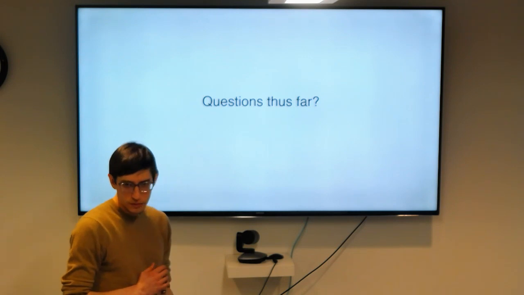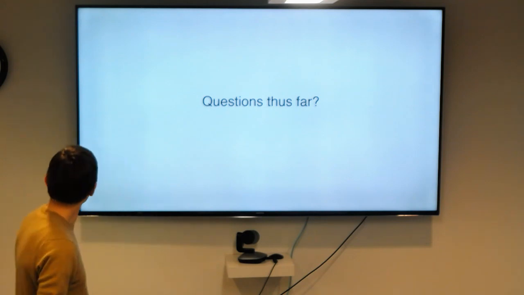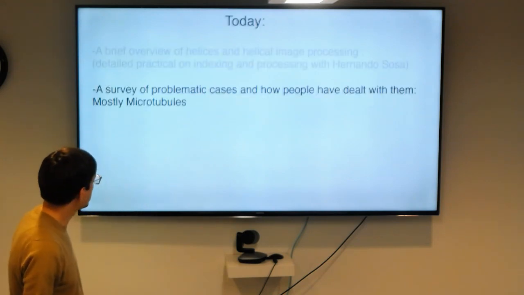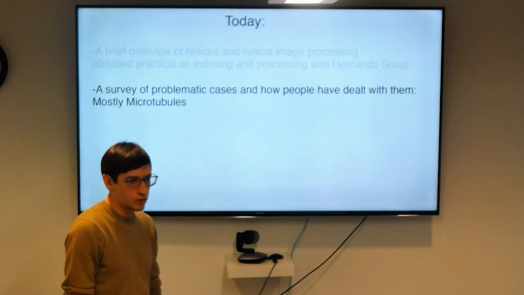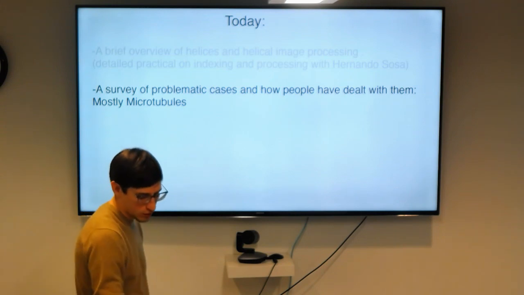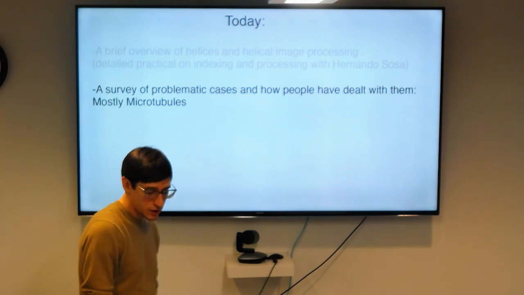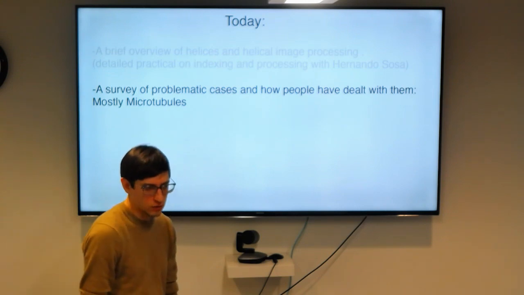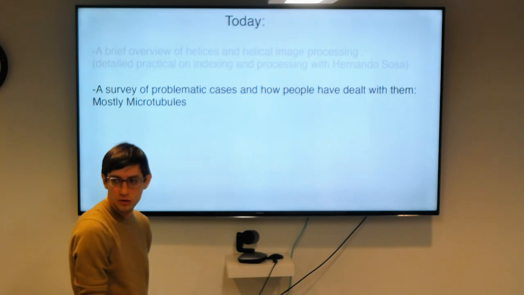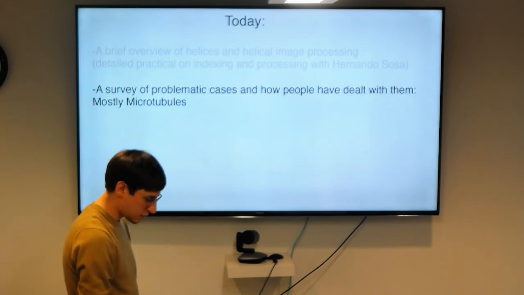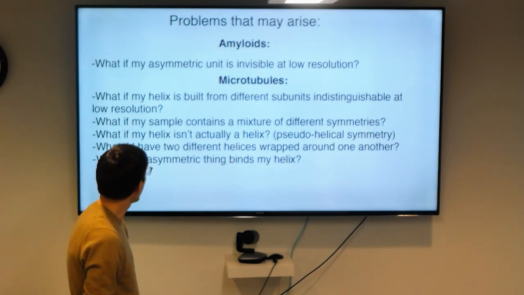All right, so that was my planned sort of intro to the problem. And so now in the second half, I was going to go through sort of problems that have arisen and how people have dealt with them over the course of the field. Because I mostly worked on microtubules, but also because they have a lot of problems associated with them, I'm primarily going to focus on microtubules, although we are going to briefly talk about amyloids, because those have also been a nice subject of helical processing. Okay, so what are the problems that can arise, and how can you deal with them?